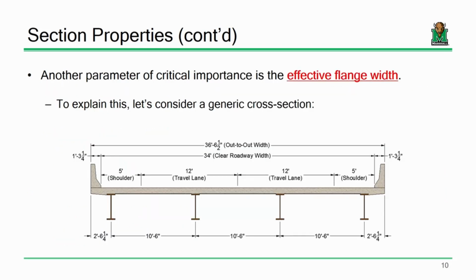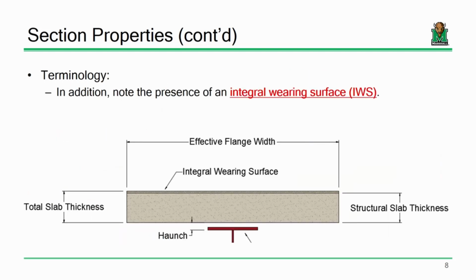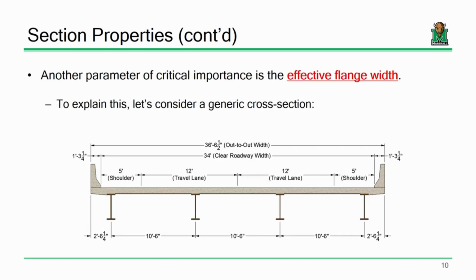Okay, so far so good? All right, so let me go back to this. So I wanted to talk about the slab thickness, how we've got these different definitions between a total slab thickness and a structural slab thickness. I wanted to define what's going on with this haunch. Next thing I want to do is talk about this concept here, this effective flange width. What do I mean by that?